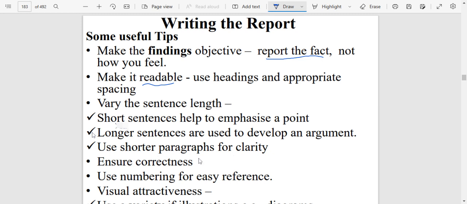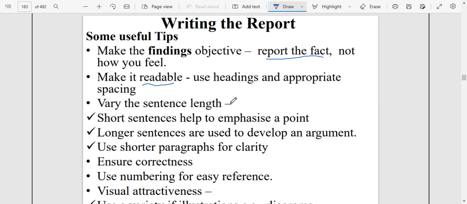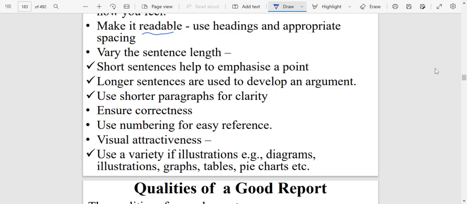And also use shorter paragraphs for clarity. So just make sure that you use shorter paragraphs just to be clear. They shouldn't be long paragraphs. Now, also ensure correctness. Okay, correctness in the kind of writing, like the words you are writing, the spelling, even the data that you are presenting. Make sure that it is generally correct. That is what is important when you're writing a report.